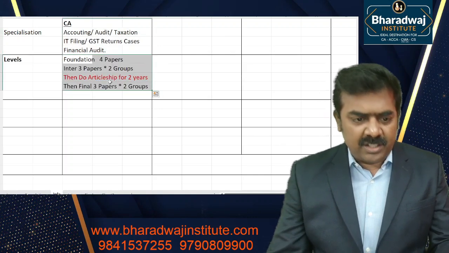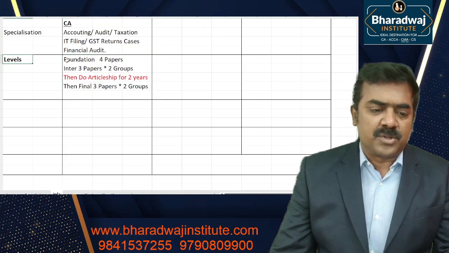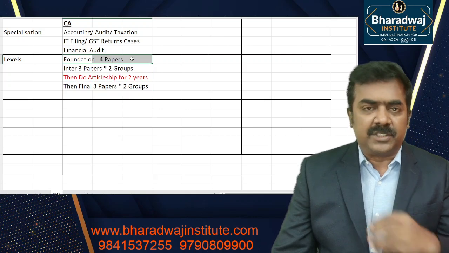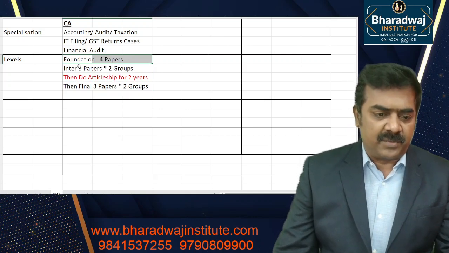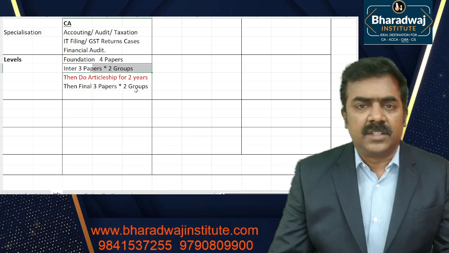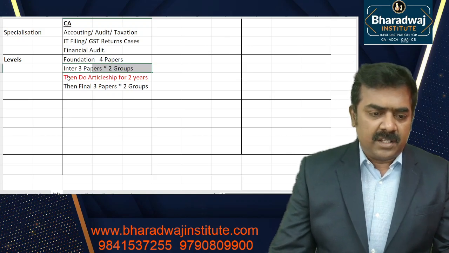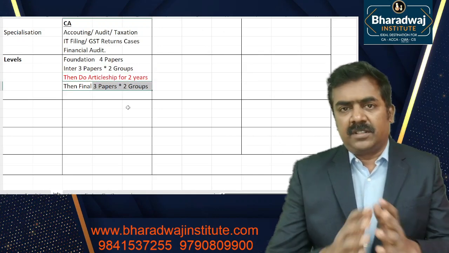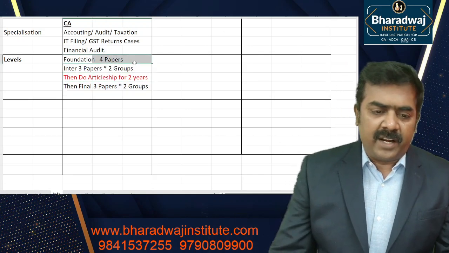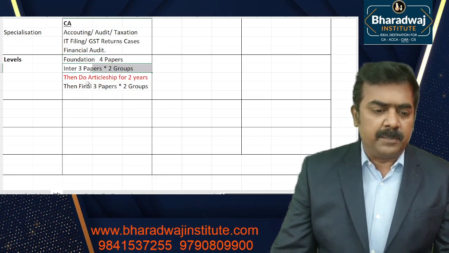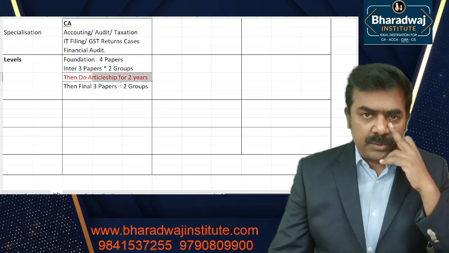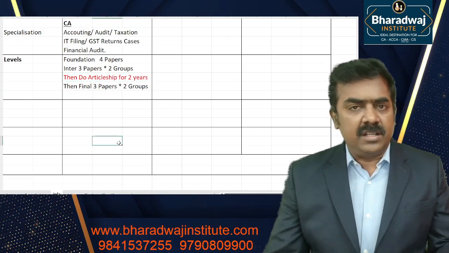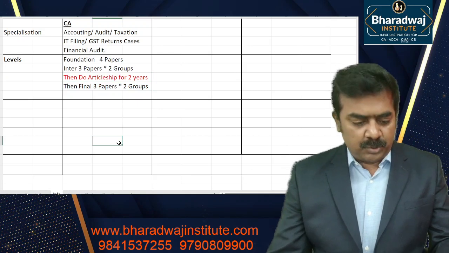If you look at the CA course, it has three levels. Foundation will have four papers, which I'll talk about after 5-10 minutes. Inter will have three papers into two groups, six papers. Thereafter, you have to do articleship training for 2 years, then final, three papers into two groups.